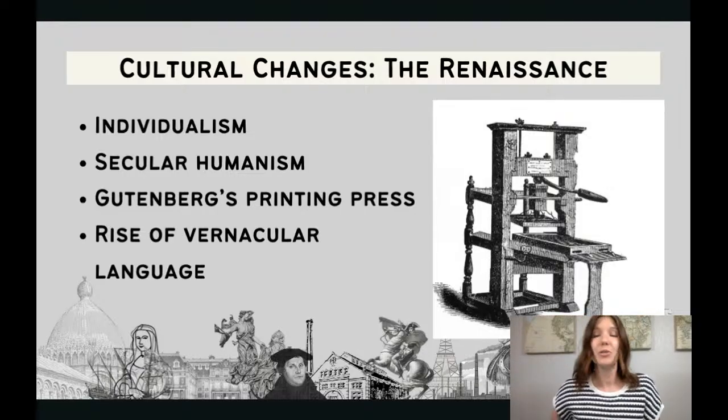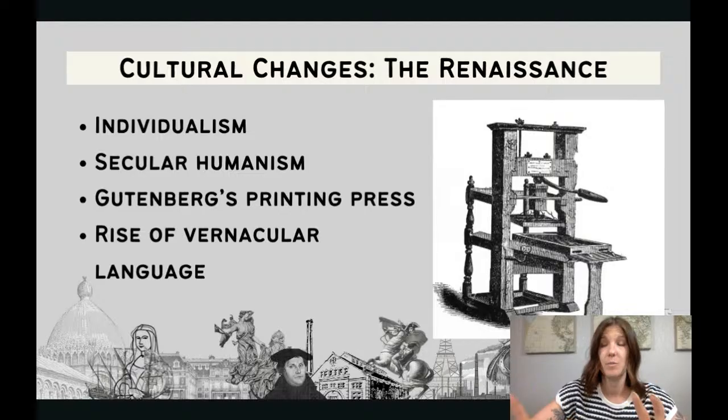And this is going to lead to the spread of Renaissance thought outside of specifically Italy, which is where this Renaissance started. This also leads to the rise of vernacular language. Vernacular is your local language rather than just Latin. People are now able to read and write and speak in the language that they have probably spoken for the last couple hundred years.